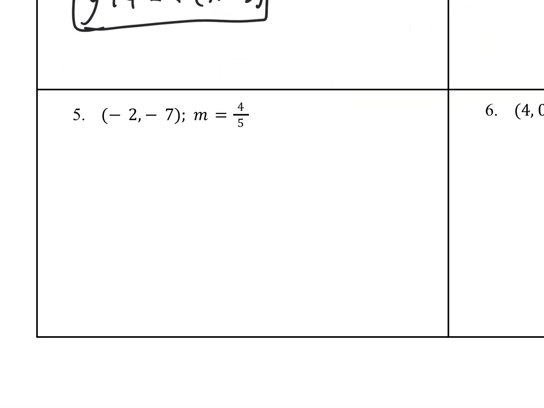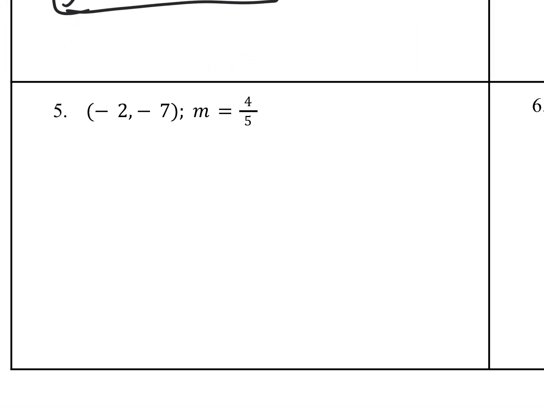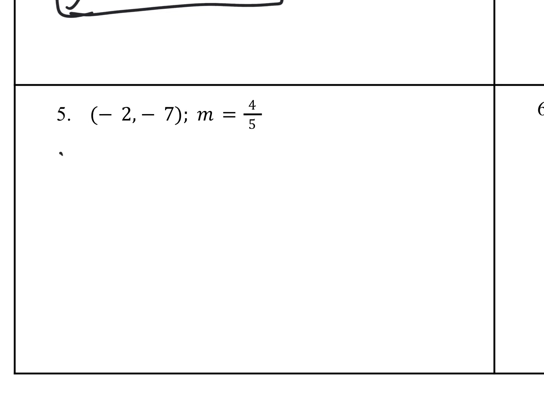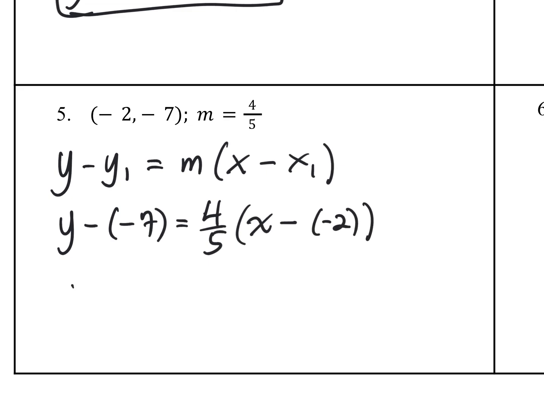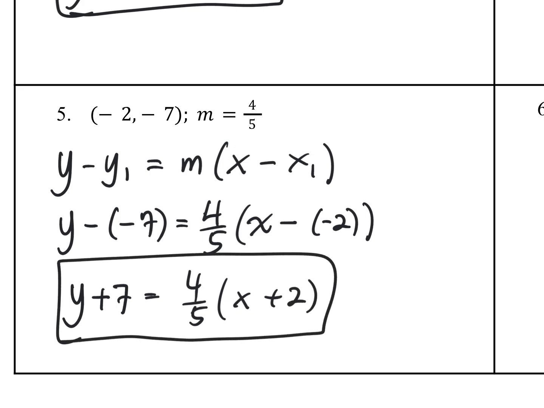Number five, let's look at this one: (-2, -7), and the slope is 4 over 5. So y minus y1 is equal to the slope multiplied by (x minus x1). Y minus negative 7 is equal to 4 over 5 multiplied by (x minus negative 2). Simplifying both sides, y plus 7 is equal to 4 over 5 times (x plus 2). This is your equation.